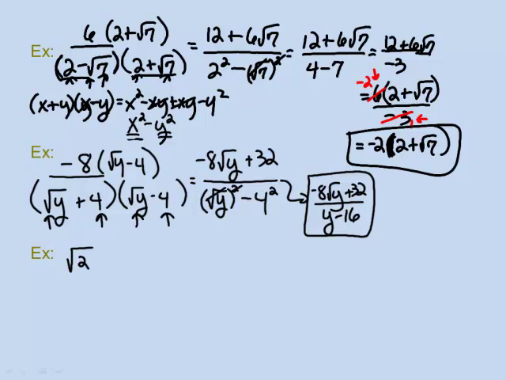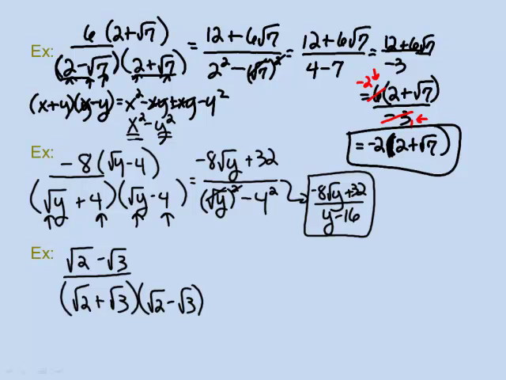Okay, let's look at this problem. Square root of 2 minus the square root of 3 divided by the square root of 2 plus the square root of 3. Again, there's addition in the denominator, so we're going to have to multiply by the conjugate to rationalize that denominator. So use the same terms and change the sign.